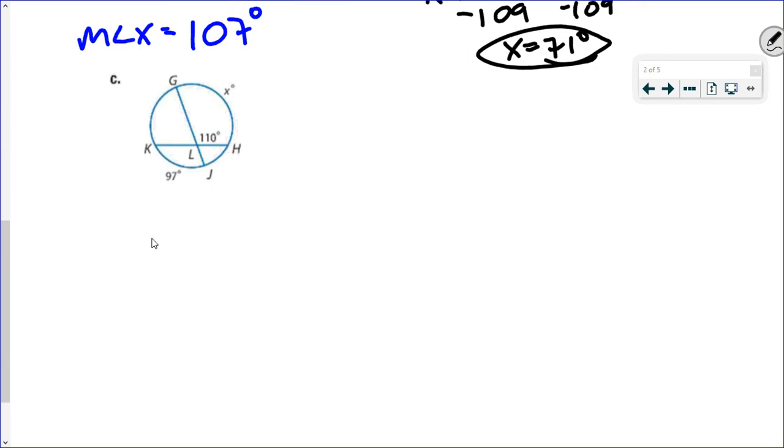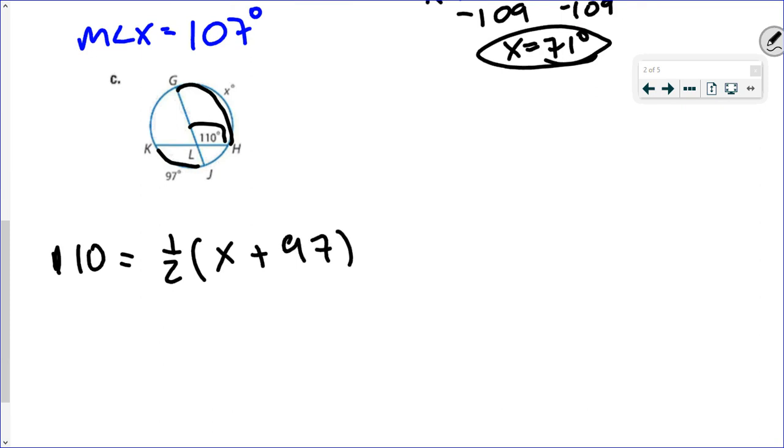Example C, here we're finding x. X is an arc measure, so we've got to use that 110 degree angle, GLH. We know that that angle is 1/2 the intercepted arcs. The intercepted arcs are GH, which is x, plus the other arc that the vertical angle intercepts, KJ, which is 97. And so solving this equation, you're probably going to multiply both sides by 2, cancel out your 1/2. So then you've got 220 equals x plus 97.